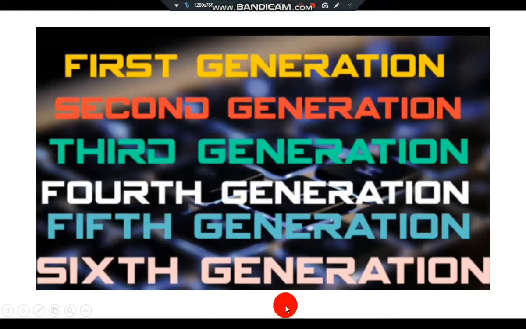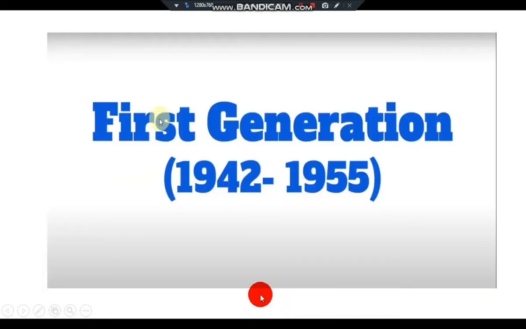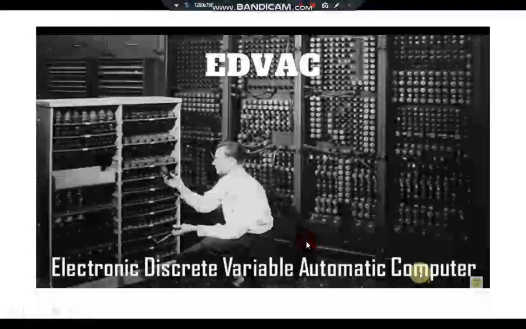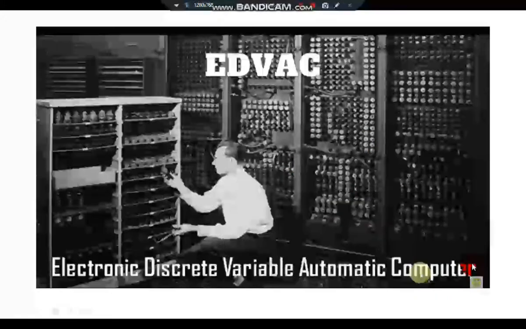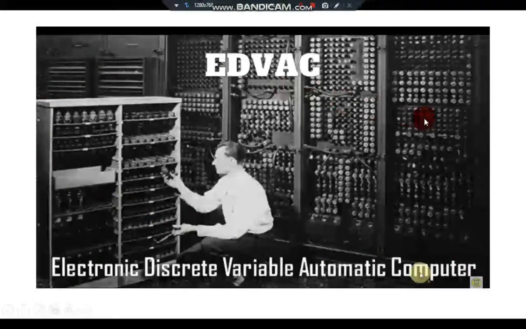Now you can see them one by one. First generation: the period 1942 to 1955. So what is the period for first generation? 1942 to 1955. In this generation, we don't see a computer that looks like a present-day computer. So this is a first generation computer. Example of first generation computer.